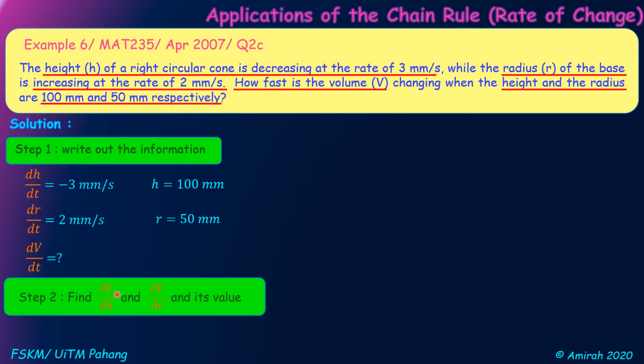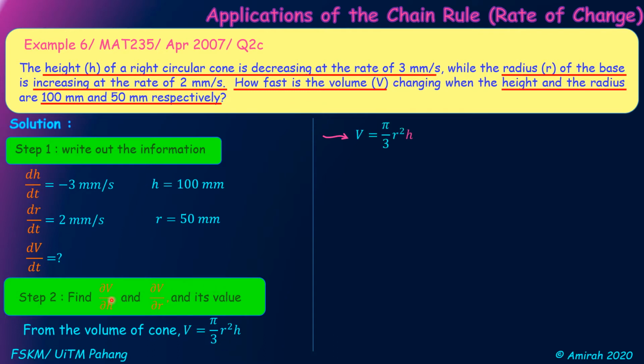Find del V over del H and del V over del R and its value. Right? Alright, from the volume of cone, V equals to pi over 3 R squared H. So from here we have variable R and H. That's why we need to find del V over del H and del V over del R.